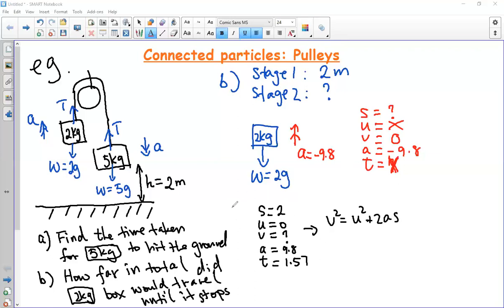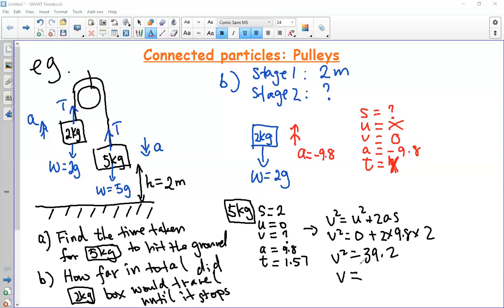Sorry, I'm going back to use my part A. It would be better if I hadn't cleared my notes for part A, but hopefully you have written it down so you can go back and look for the numbers there. Right, so let's work out v. v squared equals u, which is 0, plus 2 times a, which is 9.8, times 2. So v squared equals 39.2.